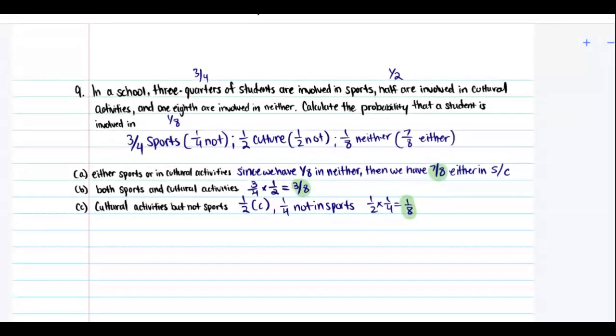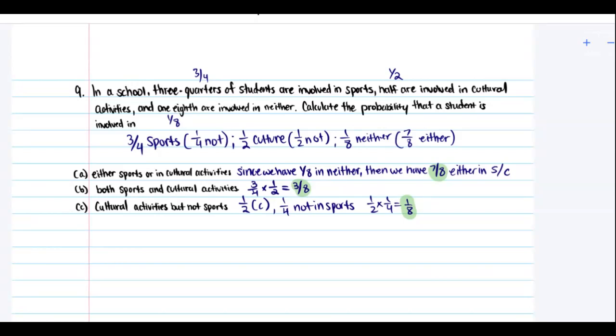So I'm doing question 9. In a school, 3/4 of students are involved in sports, half are involved in cultural activities, and 1/8 are involved in neither. Calculate the probability that a student is involved in... So for part A, it's calculating either sports or cultural activities. Based on the question, we know that 1/8 of the students are involved in neither. So we know that 7/8 of students are involved in either sports or cultural activities.